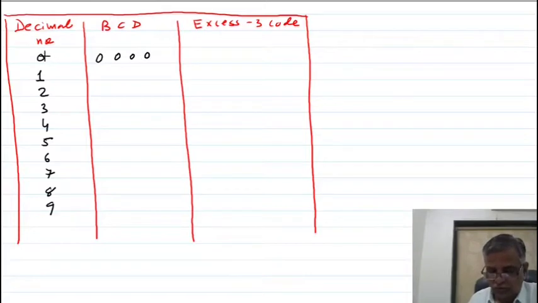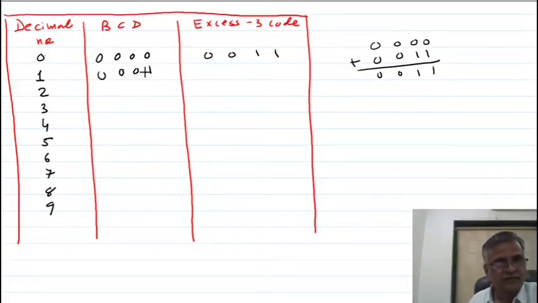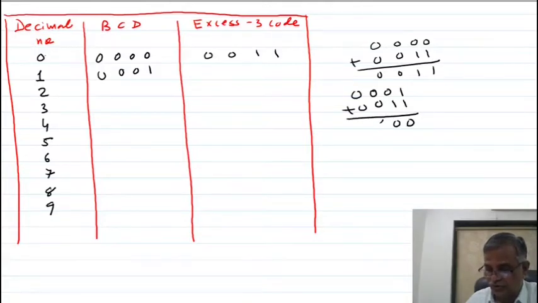I told you we have to add 3 here. 0000 plus 0011. So this is the XS3 code of decimal number 0. Then 0001, I have to add 0011. So it is 0100.